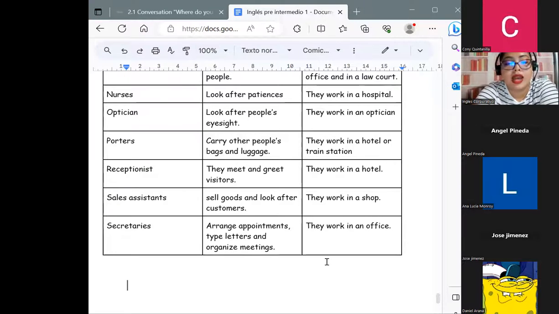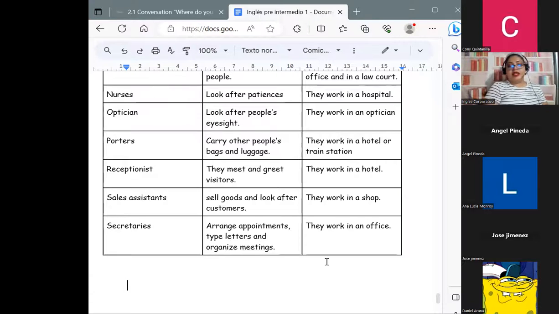So in this case, we have different jobs like contadores, tenemos personas, ¿verdad?, que trabajan en hoteles como lo son los recepcionistas, los porteros, secretarias o secretarios, enfermeros, doctores, cirujanos. We have a lot of words here and we also see different places in which these people are working.